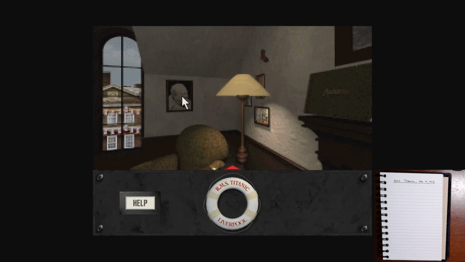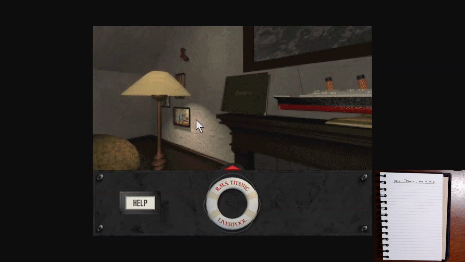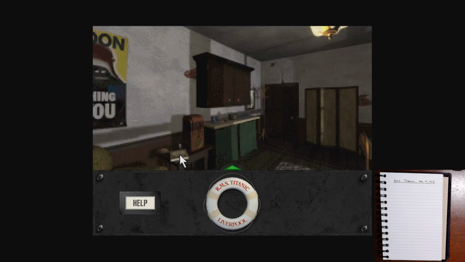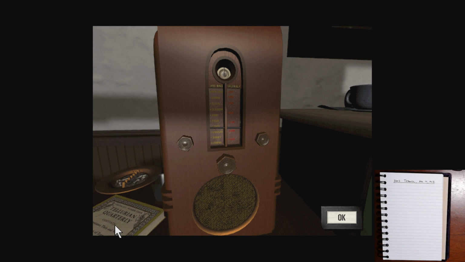We have a picture of Winston Churchill on the wall. Next to the radio, we have a little booklet called the Tellurian Quarterly and an ashtray. Let's see if we can play with this radio settings and get anything else.